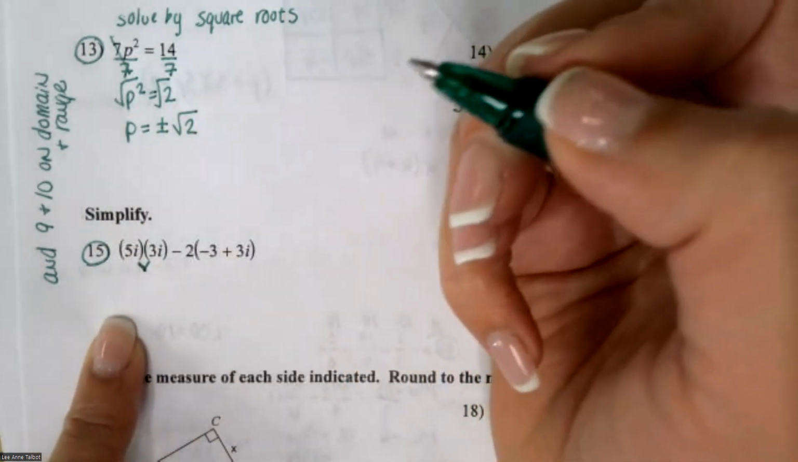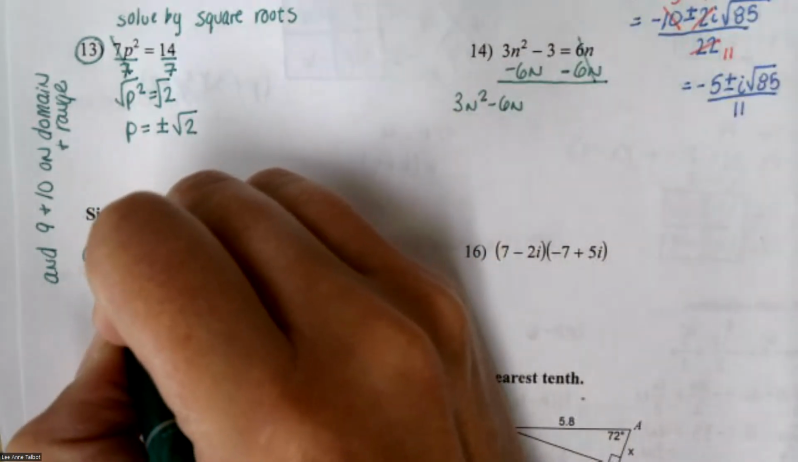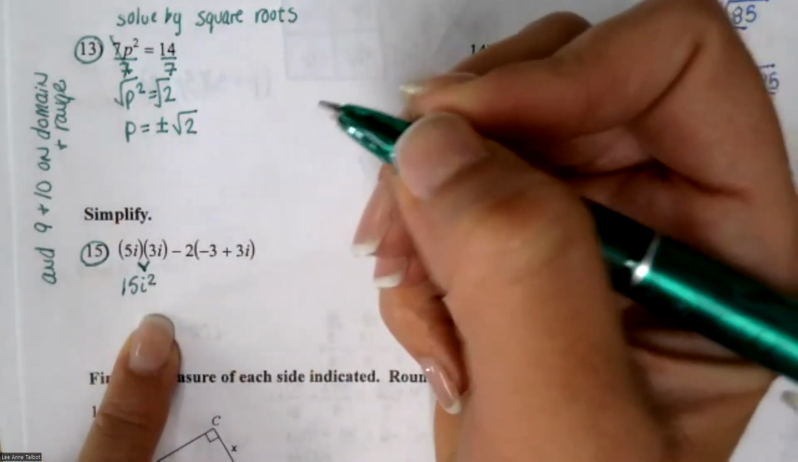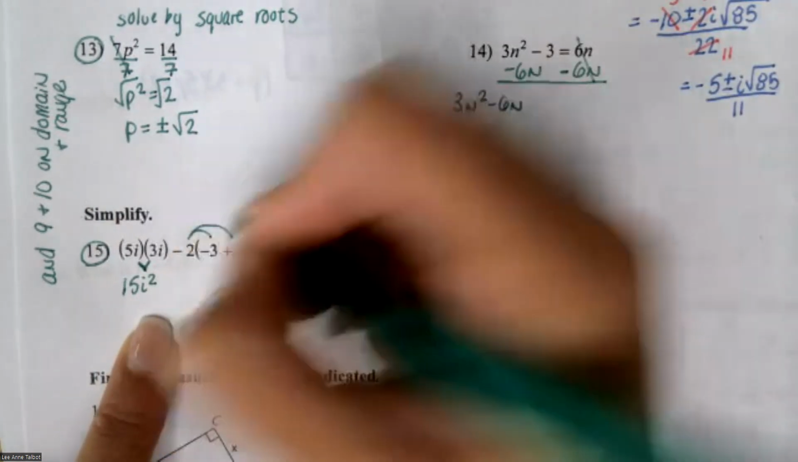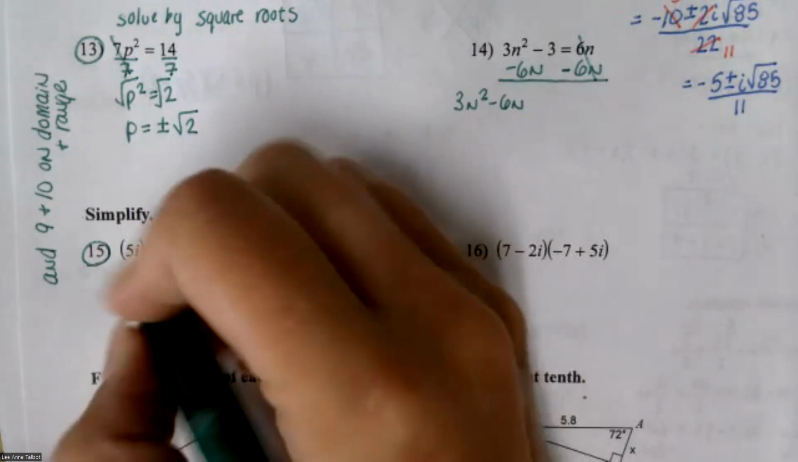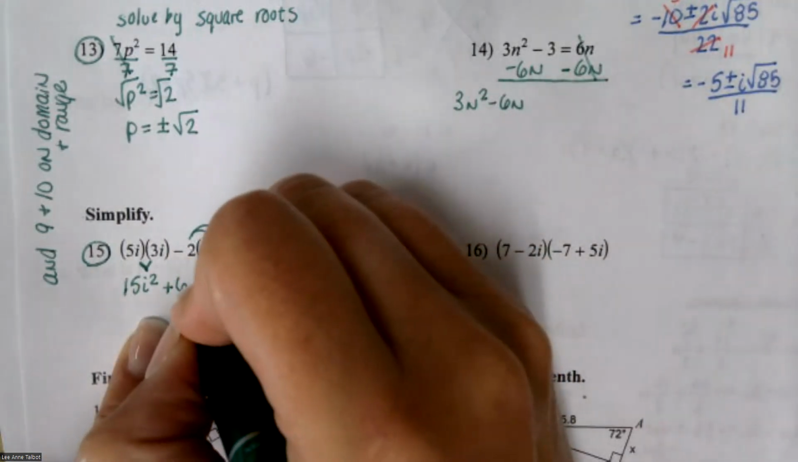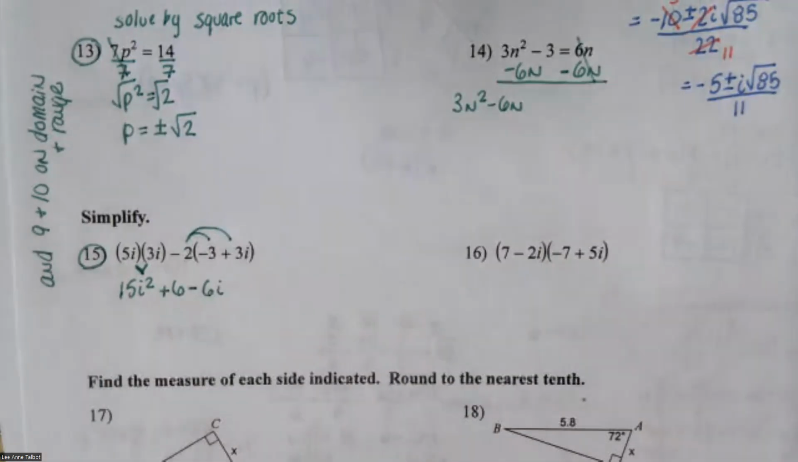5i, I'm just going for it apparently. 5i times 3i is 15i squared. And then distribute negative 2 times negative 3 is positive 6. Negative 2 times 3i is minus 6i.